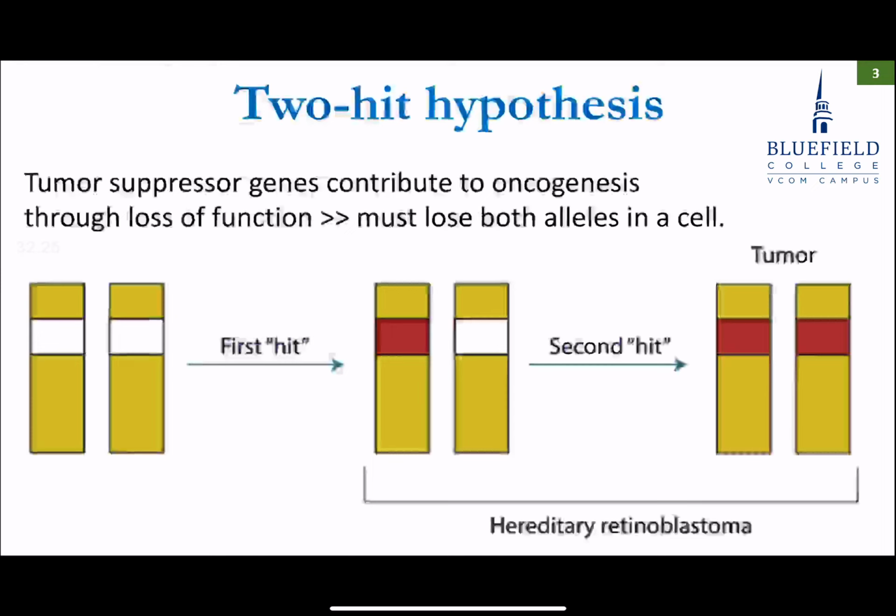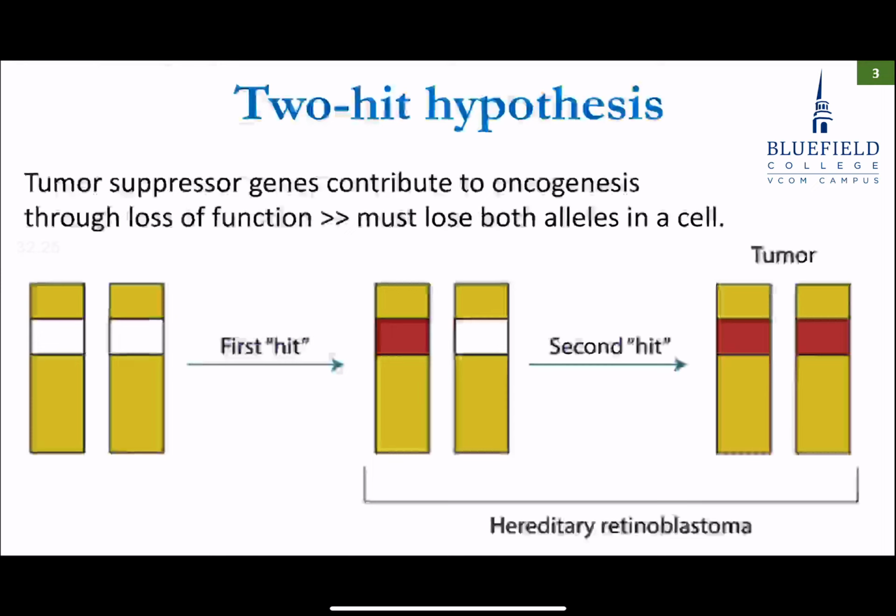So we use this two-hit hypothesis to explain those cases. It's something that was developed like 50 years ago, and this is how it works. That refers to tumor suppressor genes, not oncogenes, those genes whose mutations have recessive effects. So there's some loss of function involved in oncogenesis.